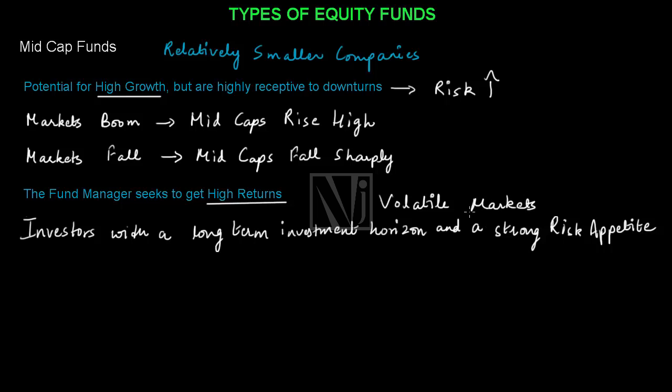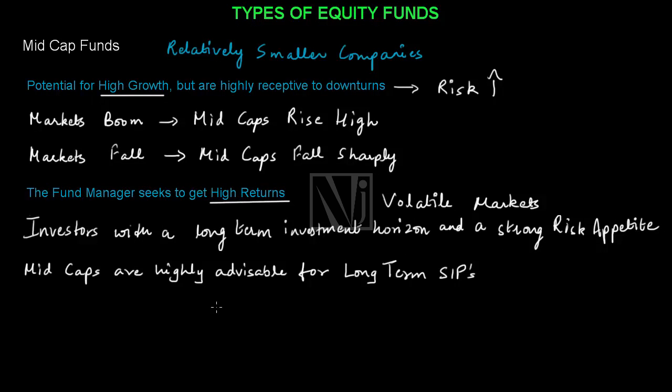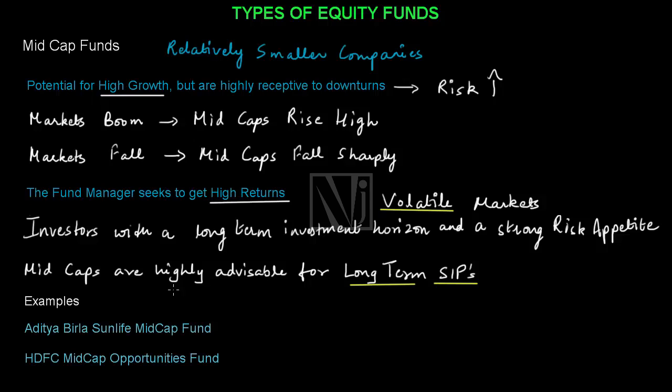So eventually, when the markets rebound, they get stupendous returns on their investment. Mid-caps are highly advisable for long-term SIPs. Because of their volatile nature, the investors get to exploit the maximum of rupee cost averaging through the SIP mode of investing, and long horizon creates wealth for the investor through power of compounding. Few examples of mid-cap funds are Aditya Birla Sun Life Mid-Cap Fund and HDFC Mid-Cap Opportunities Fund.